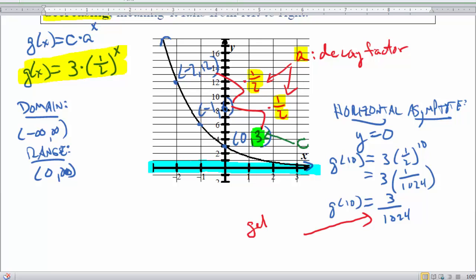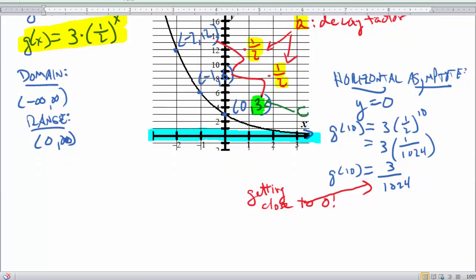So already the idea is that this is getting close to 0, right? 3 over 1024 is already pretty close to 0. And then when you get to 11 and 12 and 13 and even numbers bigger than that, you're going to get even closer to 0. So that's the idea. It's getting really, really close to 0, but never quite reaching 0. All right, so y equals 0 again is your horizontal asymptote.